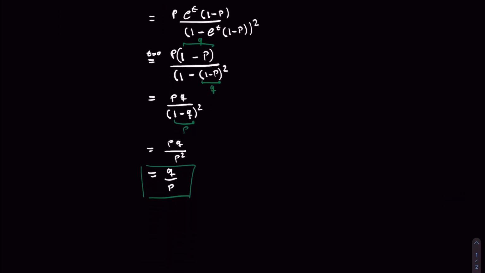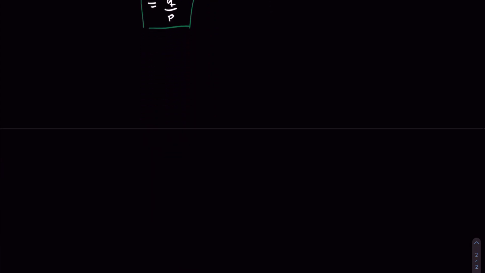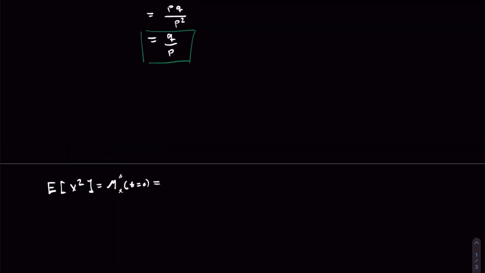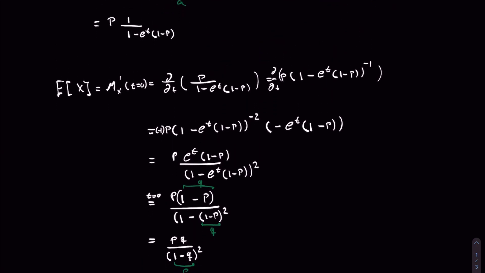So let's move on and figure out what the second moment is. This derivative will be a little ugly, but bear with me. So the expectation of X squared now, as we said by theorem 6.4.5, is the second derivative of the MGF at t equals 0. And so let's start by copying the first derivative.